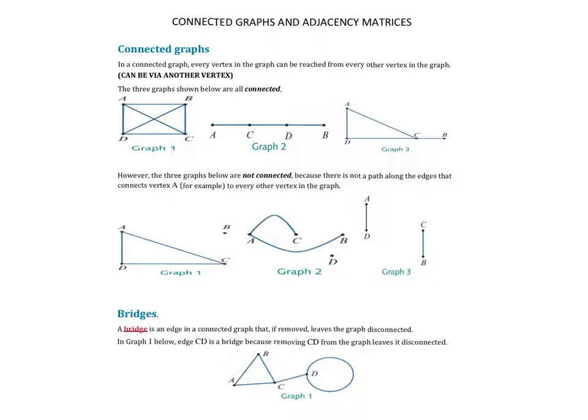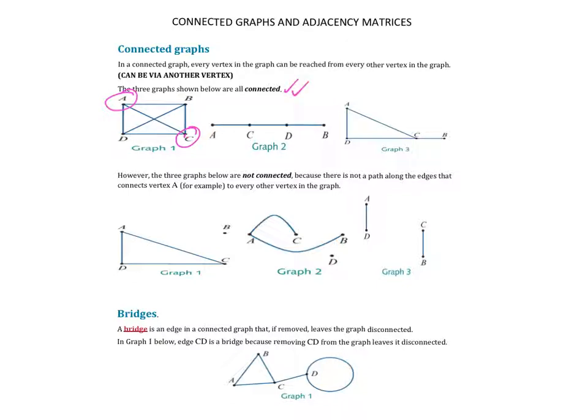So let's have a look at graph A to start off with. If I wanted to go from A, can I go to every other vertex there? Yep, I can go straight to B, I can go to C, I can go to D, and no matter what vertex I start at, so if I started at C, can I get to B, A and D? So yes, that is a connected graph.